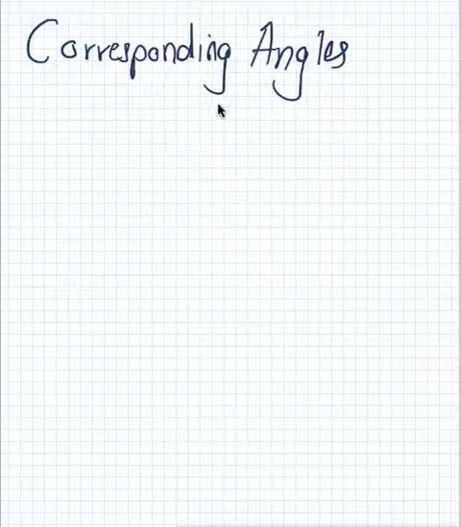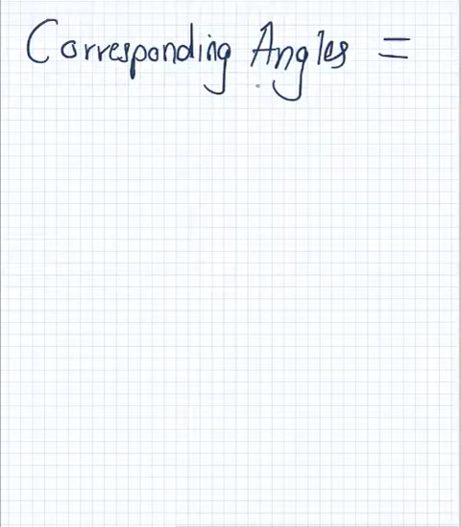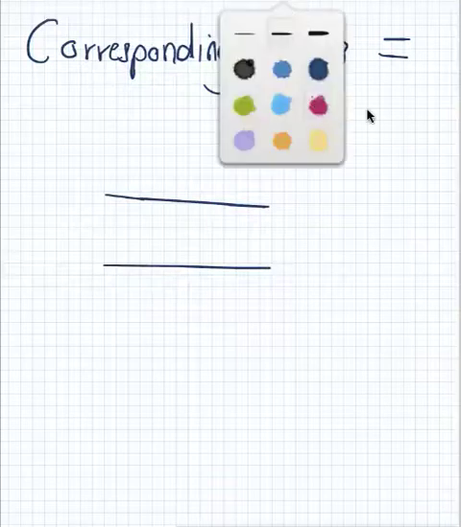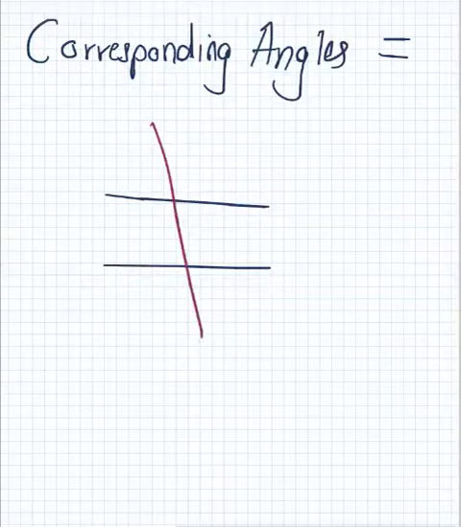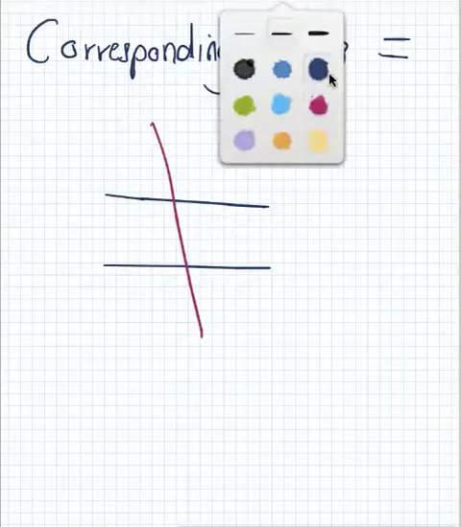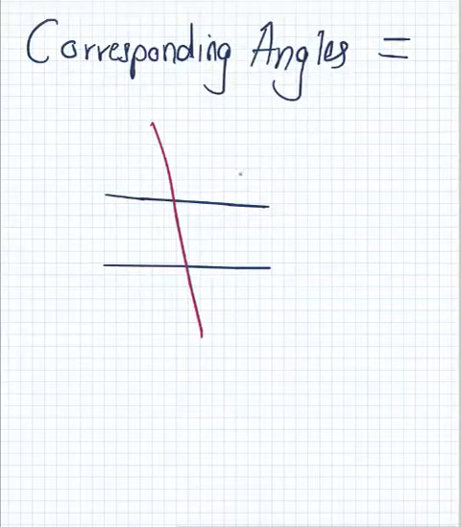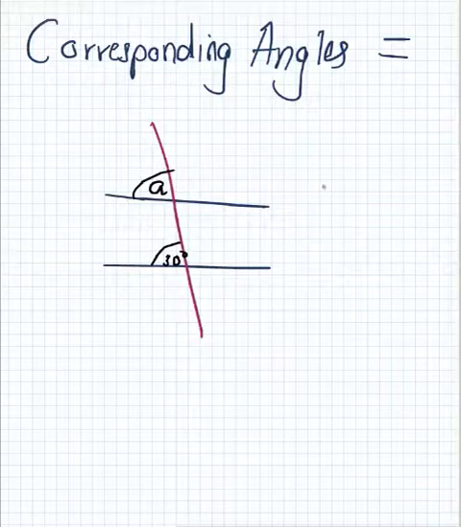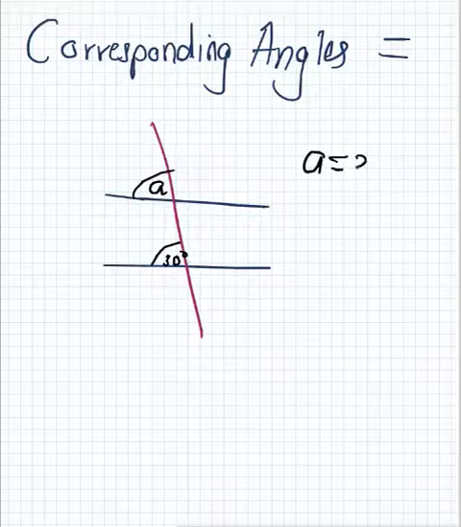Now, corresponding angles. These angles are also equal, so I'll put an equal sign there saying corresponding angles are equal. Let's draw once again two parallel lines, and I'll draw a transversal cutting through. Now, with corresponding angles, this is what happens. If I had an angle here, say I called it angle A, and I had another angle over here, and I told you that one in there was 30 degrees, these two angles are corresponding, which means these two angles are equal. So I would say A equals 30 degrees.